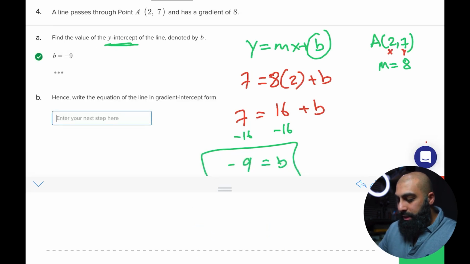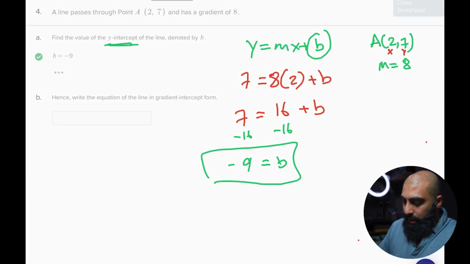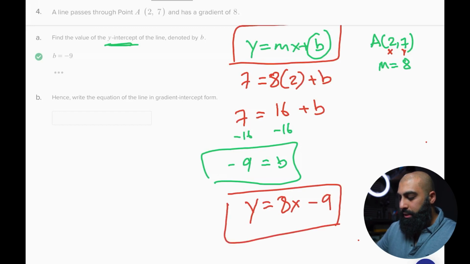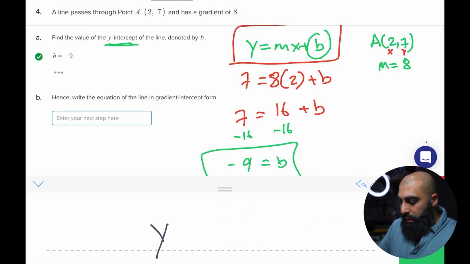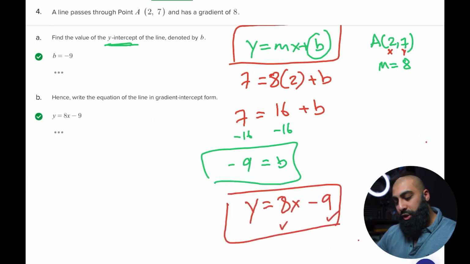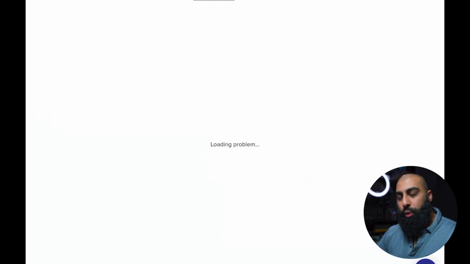And good. Okay, it says hence write the equation in the gradient intercept form. Remember, this is our gradient intercept form, and that would be y is equal to 8x minus 9. Okay, that's the gradient, and that's the y-intercept. So let's write that down. y is equal to 8x minus 9. Okay, again, if this is too fast, then just pause until you're comfortable and you understand what's going on here, yeah?